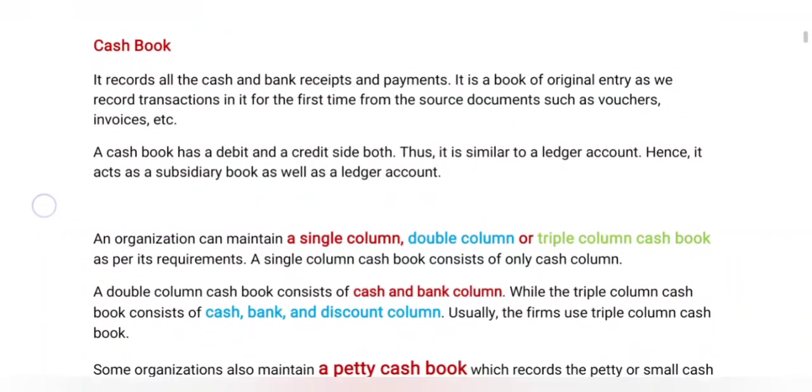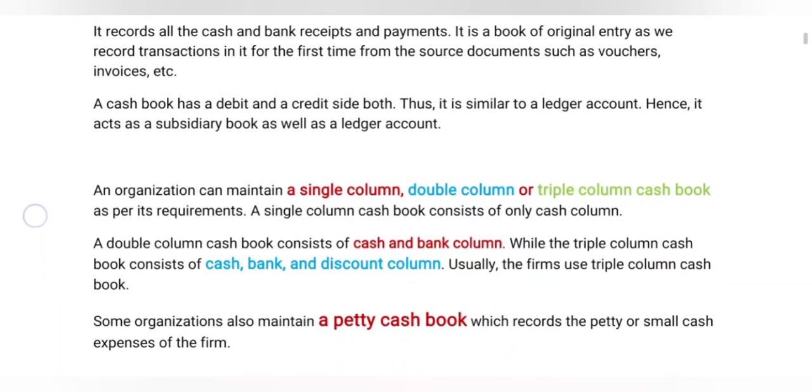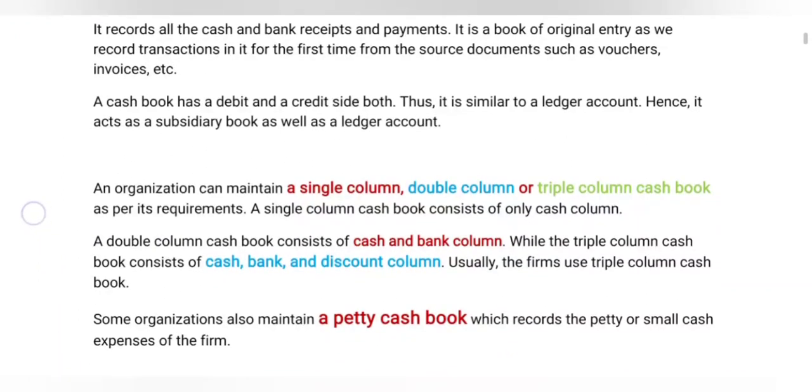Now we are coming to the second point. A cash book has both debit and credit sides. We already know a cash book does two jobs, as a cash book and as a cash ledger. It has a T shape similar to a ledger account. So it acts as a subsidiary book as well as a ledger account.